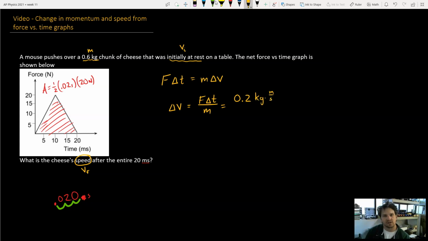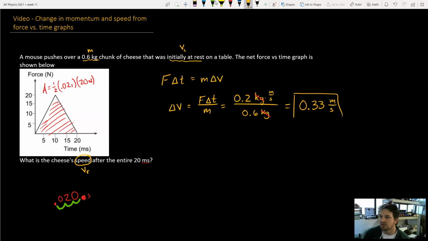And if those units seem weird to you, in the previous video we went over how the units work out. You can check that out on the first example. And then the mass we said was 0.6 kilograms. We'll notice what happens: these kilograms cancel each other out. And so our answer, 0.2 divided by 0.6, reduces to 1/3 or 0.33. And then our units, we just have meters per second left over. So we have a velocity.